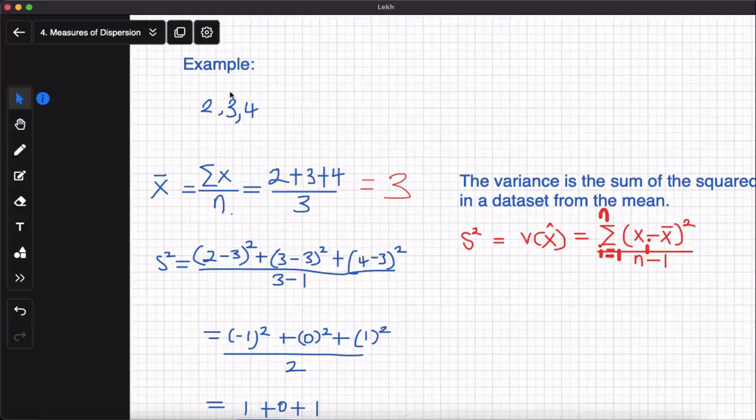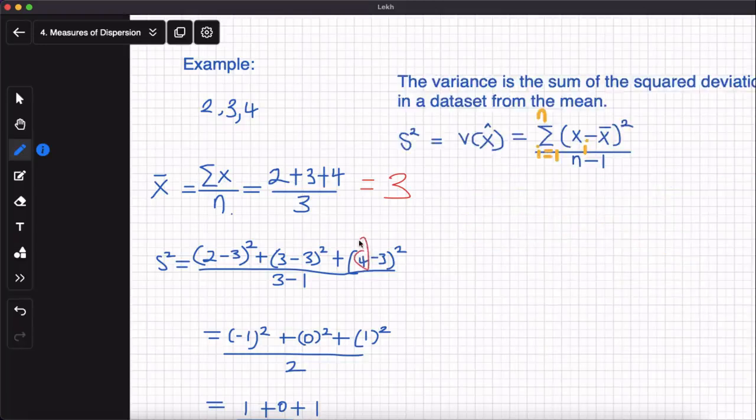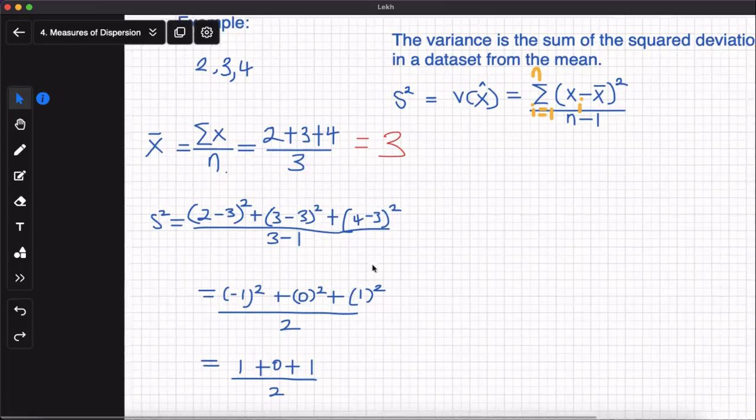The next observation is 3, and that's what we are doing here. We take 3, the mean is 3, so we remove 3. Then we take the third observation, and don't forget we are squaring that. The third observation is 4, so we say 4 minus 3, and then we square that.